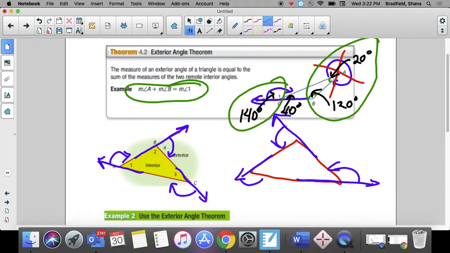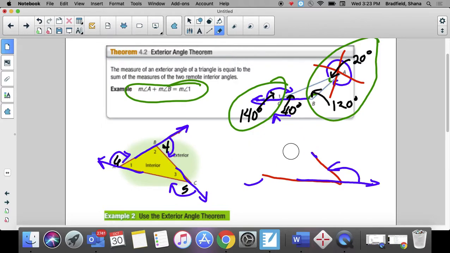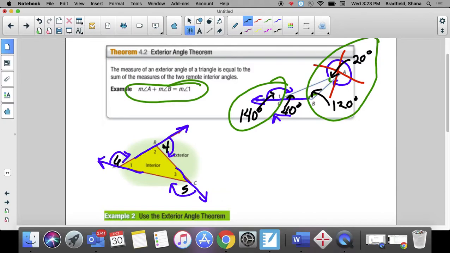So if I look at the picture that I have here, I've already got some of it marked, and I've got interior angles 1, 2, 3, and I've got exterior angles 4 and 5 and 6. According to this, if I were wanting to know what angles would give me 5, the remote interiors would be 1 and 2. So the measure of angle 1 plus the measure of angle 2 is equal to the measure of angle 5, which is an exterior.